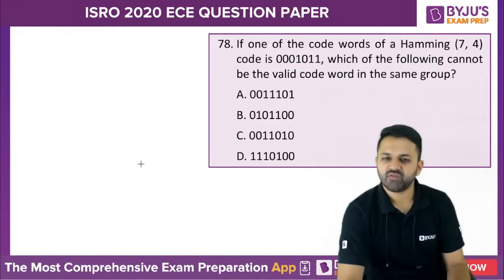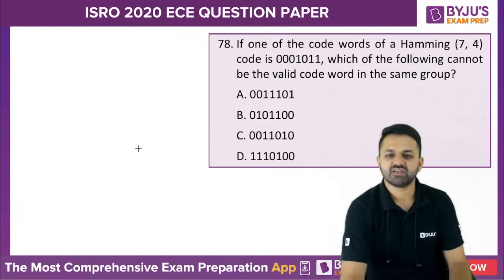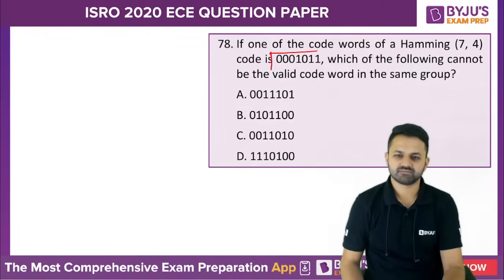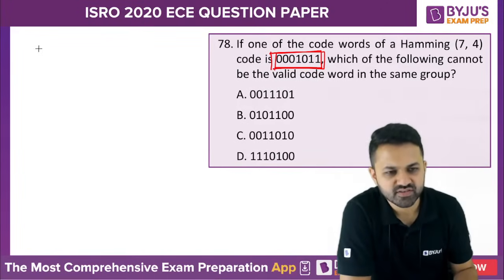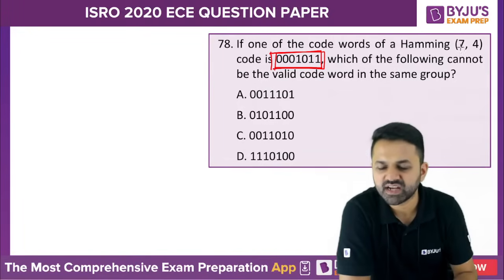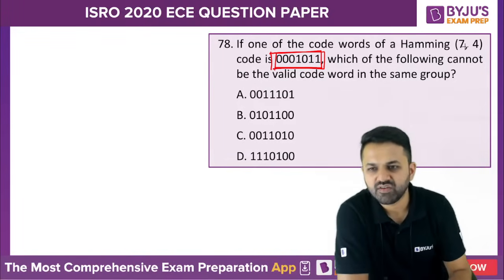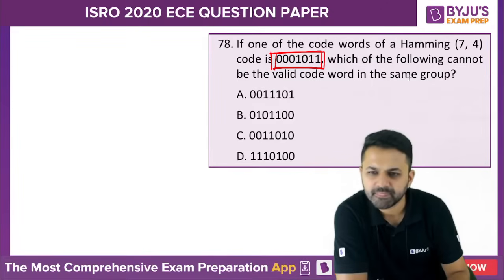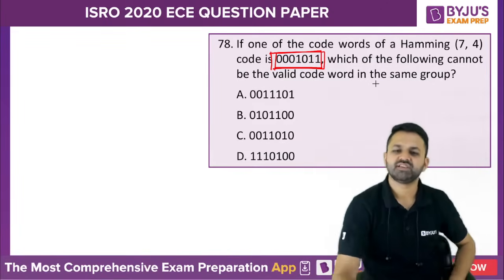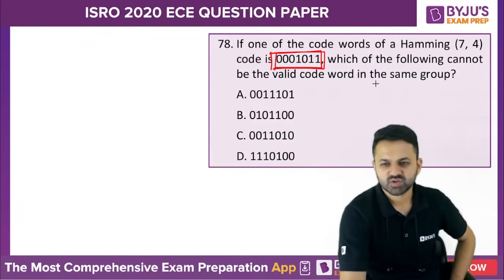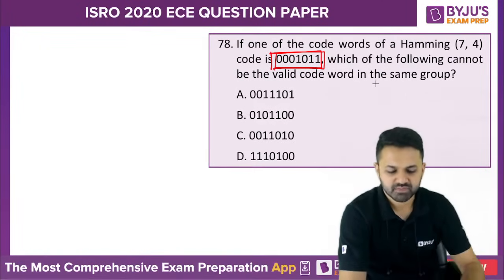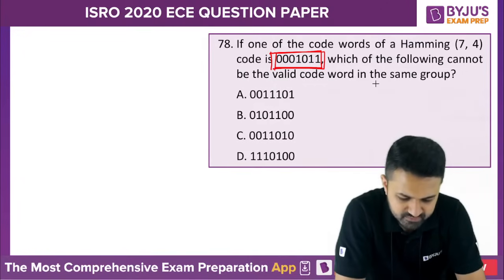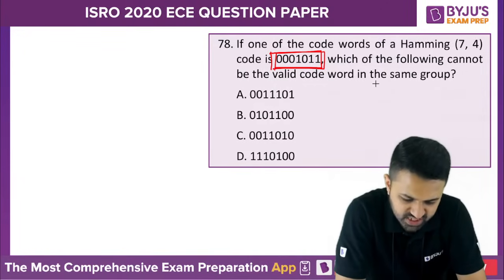Now which one of the following is not a valid code word for this particular code? How many errors can be corrected? We can directly calculate because we can calculate the minimum distance. Here it is said that it cannot be a valid code word of the same group, so the minimum distance would be 3 here. Check once and let me know.